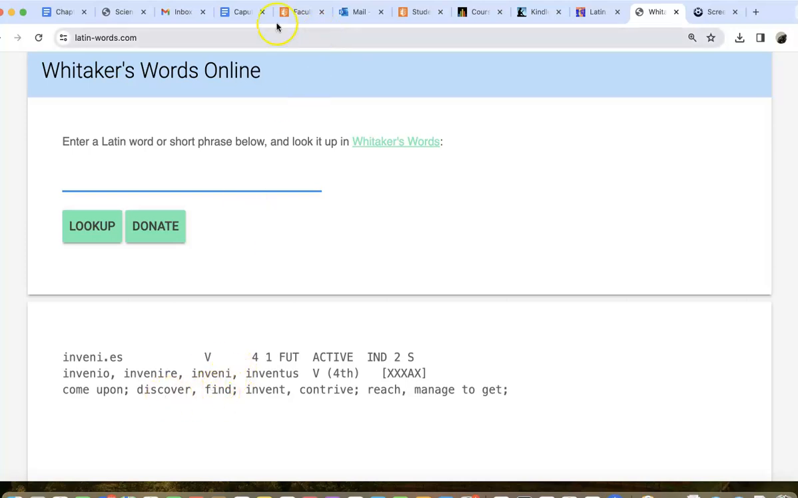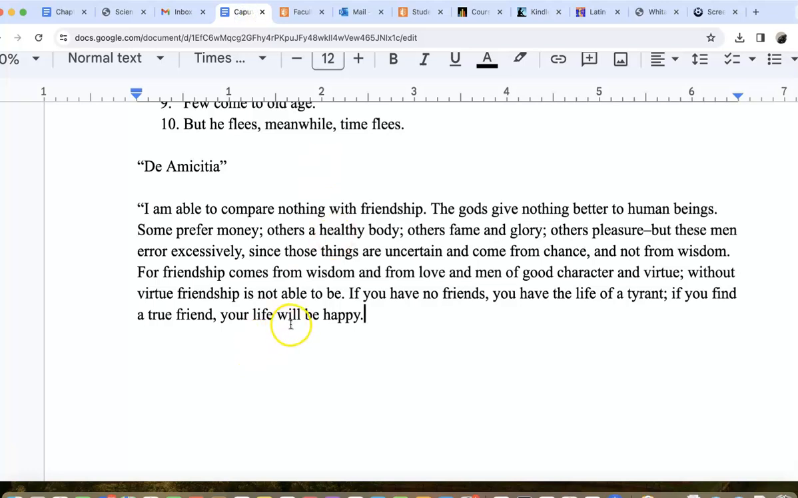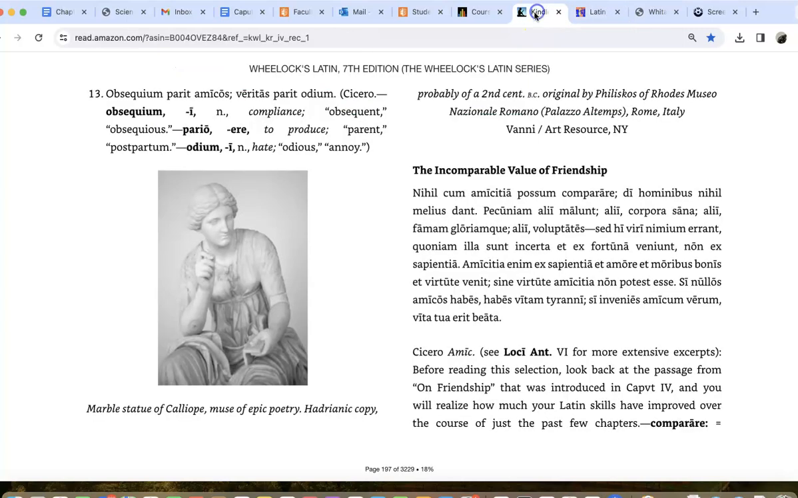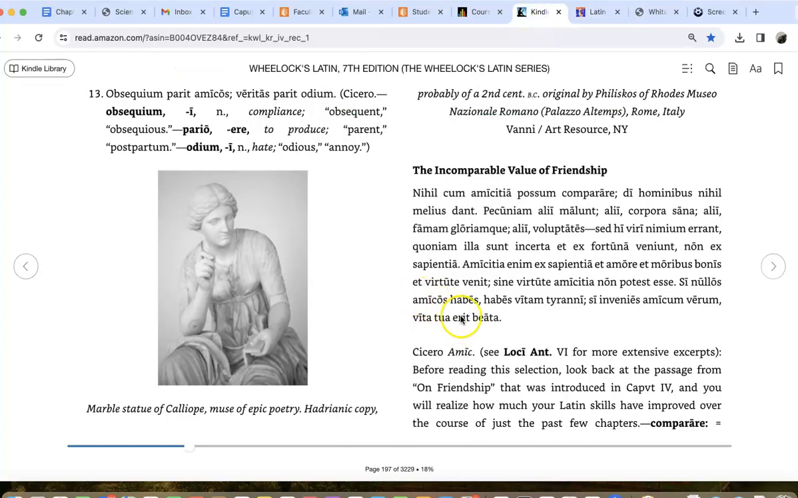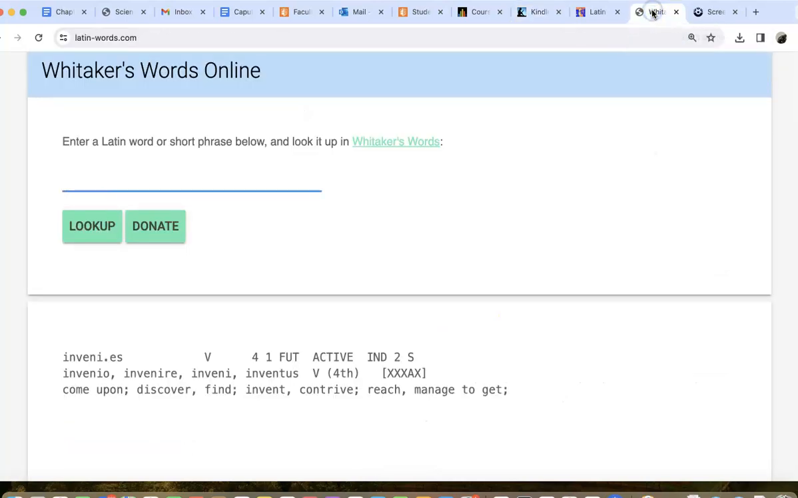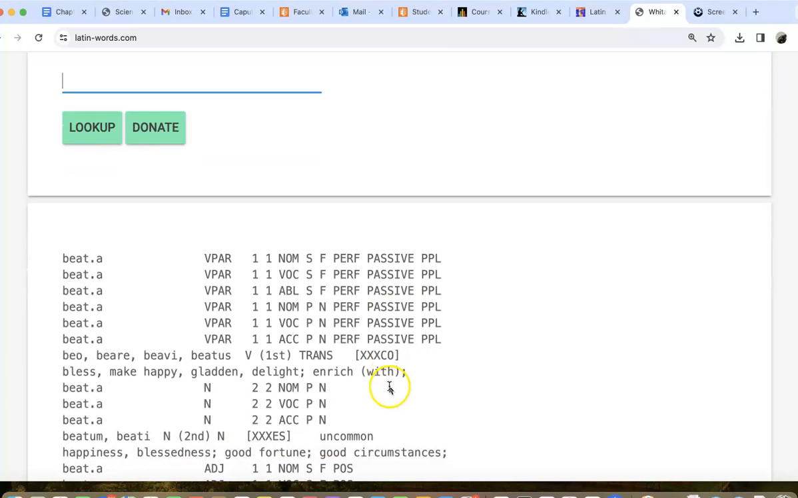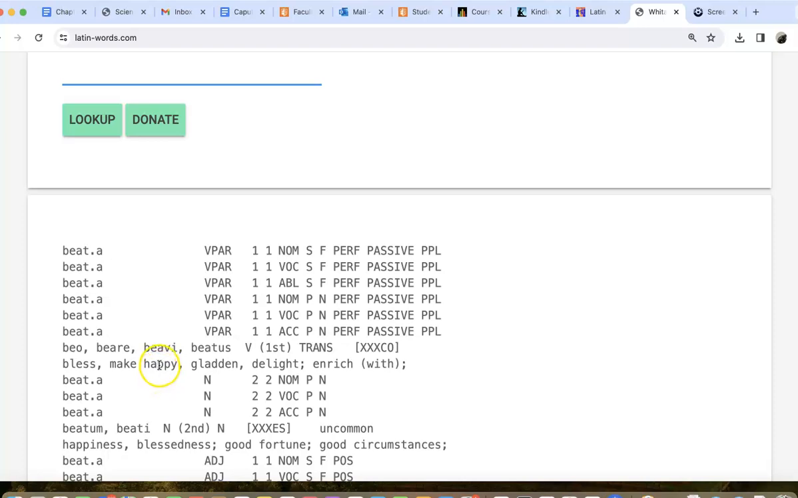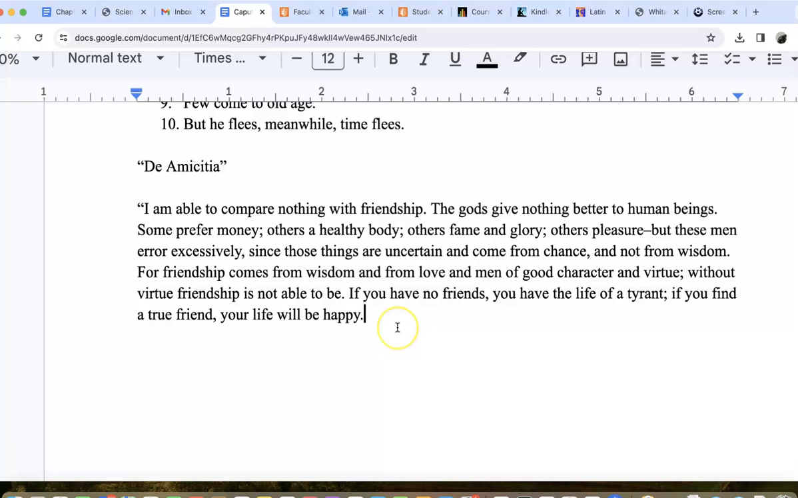If you want to say if you will find a true friend, but if already indicates future in English grammar. So if you find a true friend, your life will be happy. Erit is the irregular form of to be of future. So your life will be happy. Interestingly enough, beata could mean happy. It could mean blessed. But I think in Cicero's context, it's less religious or Christian and more Roman. So we're going to say happy in that sense.